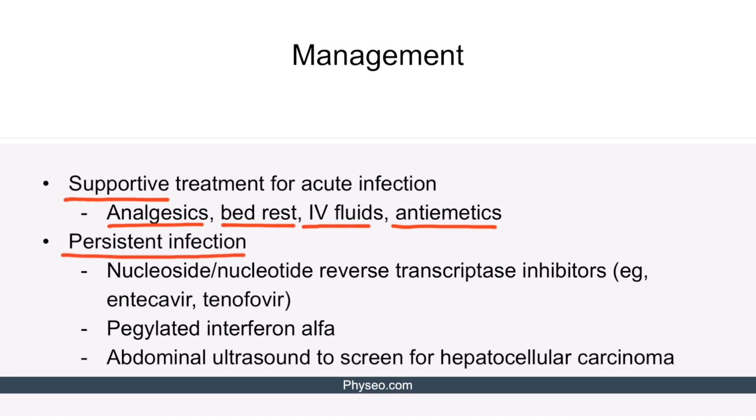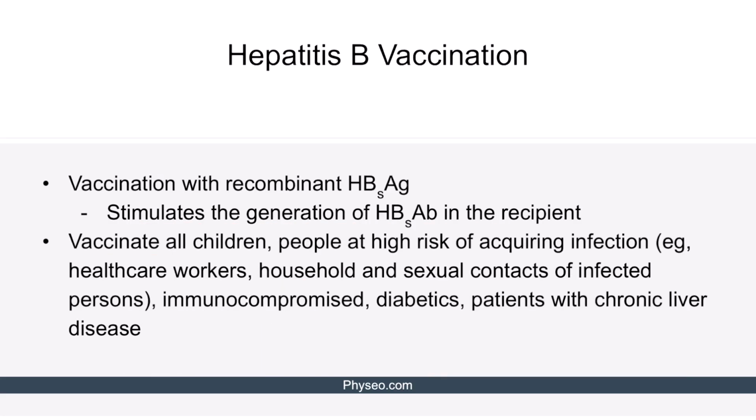However, persistent infection needs specific treatment to reduce the risk of progression to cirrhosis and hepatocellular carcinoma. Treatment options are the antiviral agents, nucleoside or nucleotide reverse transcriptase inhibitors. An abdominal ultrasound should be obtained every few months to screen for hepatocellular carcinoma. Hepatitis B vaccination plays the most important role in the prevention of hepatitis B infection.